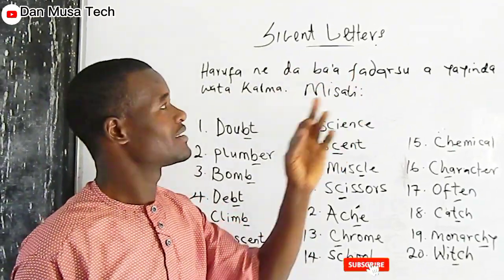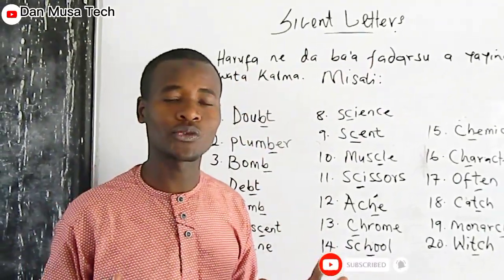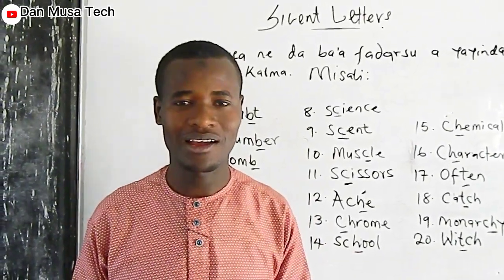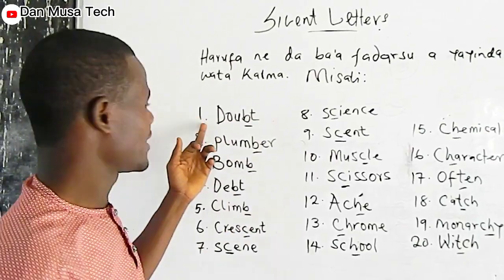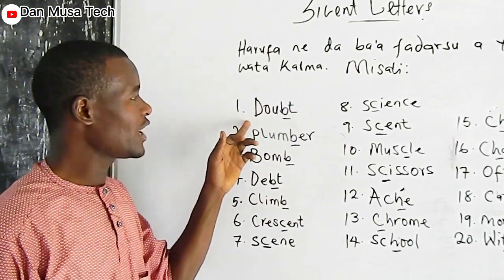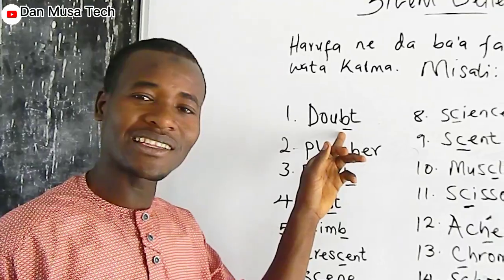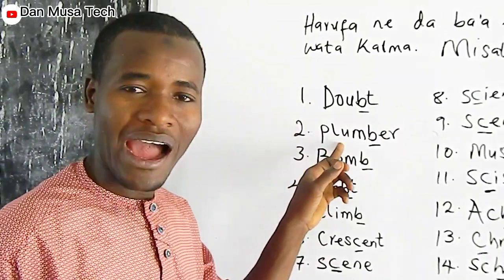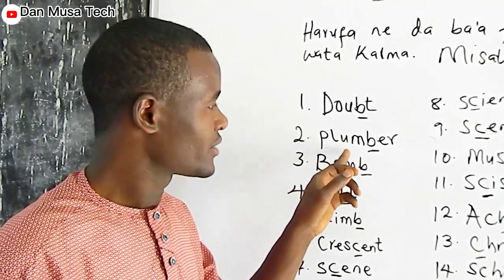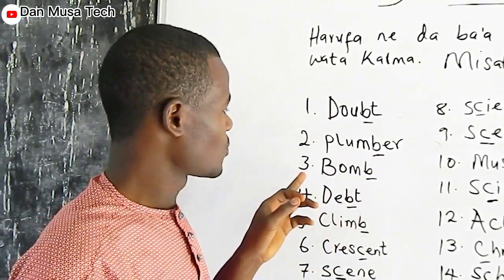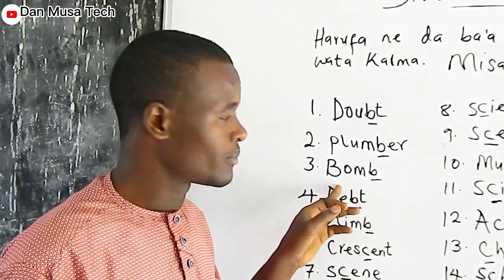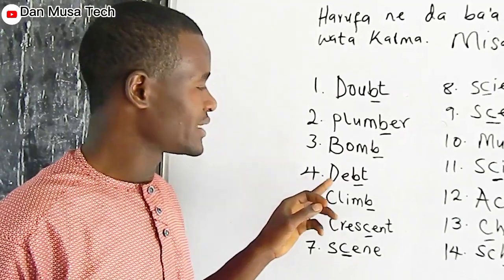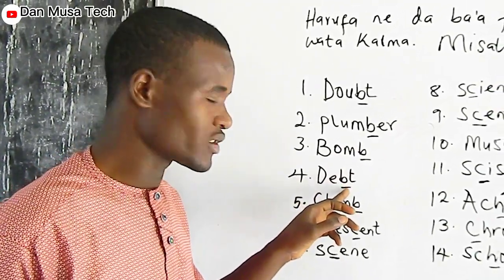Seven letters, sune wasu harufa a Turanci wanda ba a faɗan su a cikin kalma. Misali, anan na ɗaya, na ce doubt. Doubt, shine B ɗin da ita ce silent, ba za ka ce doubt ba. Number 2, plumber. To say plumber, the B is silent. Number 3, bomb. B is silent, ba za ka ce bomb ba. Number 4, debt. B is also silent, you cannot say debt.